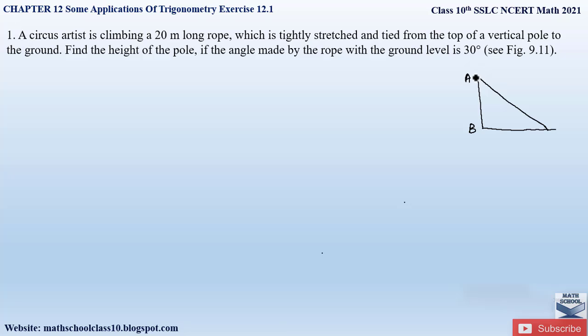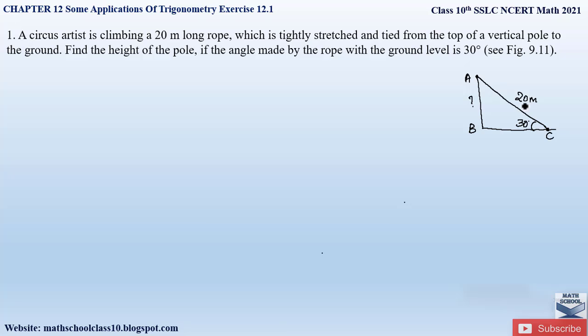So a rope is tied from the top of the pole, from point A to point C. Let us name this point as C. So this is the rope AC, which is 20 meters long. The pole is AB. So we have to find out the height of the pole if the angle made by the rope with the ground level is 30 degrees. So here they have given us that this rope is making a 30 degree angle with respect to the ground.